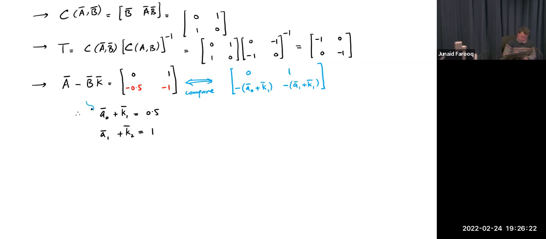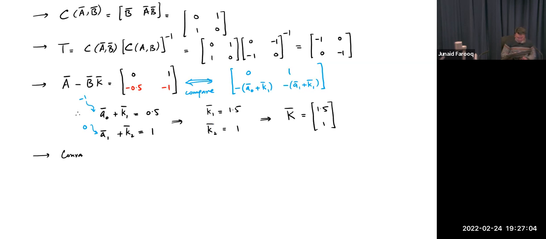And remember, this is coming from the previous A bar matrix. The first one is -1, the other is 0. So following this, basically your k1 bar will be 1.5 and your k2 bar will be 1. So basically your k bar is a vector 1.5, 1. So standard controller design stuff.